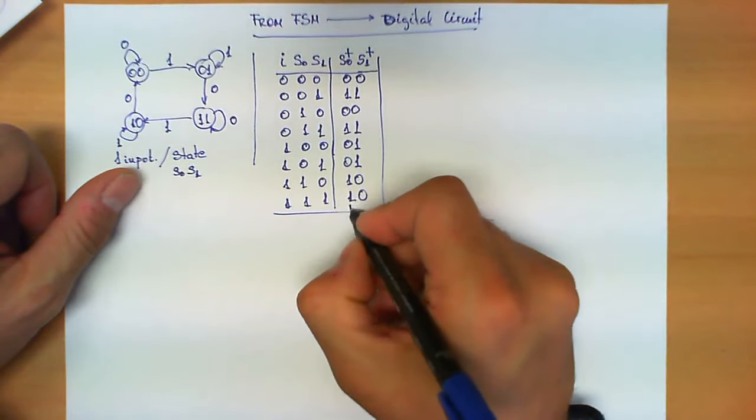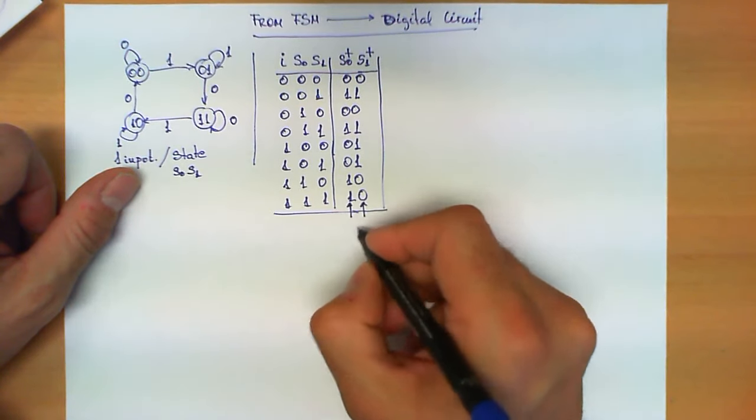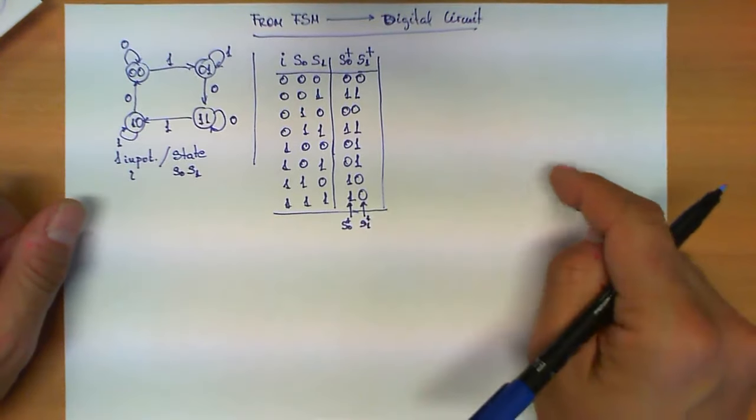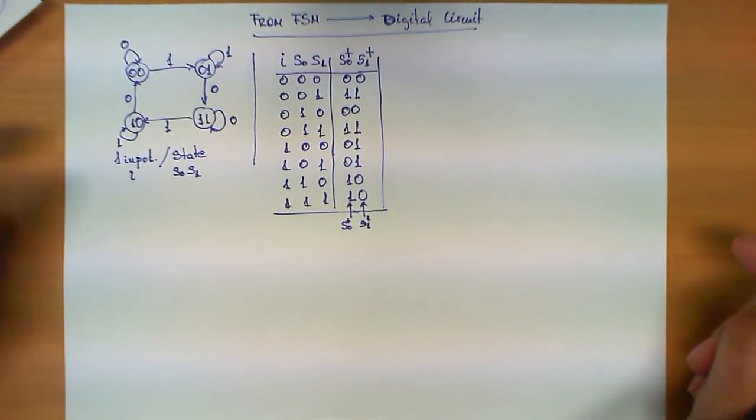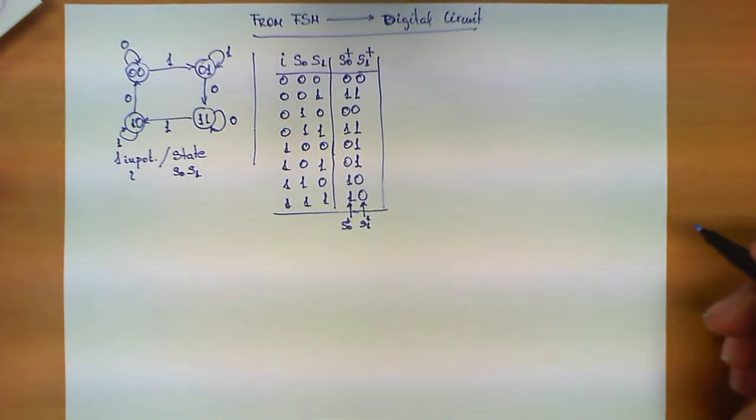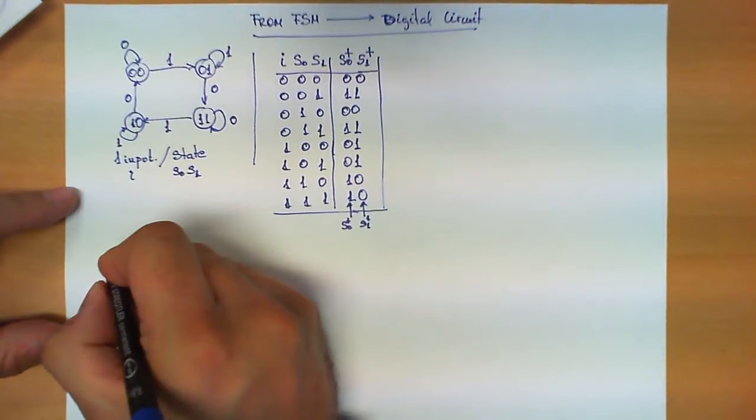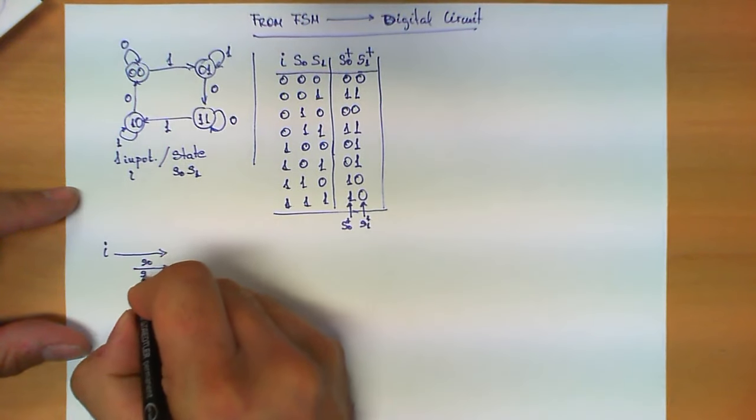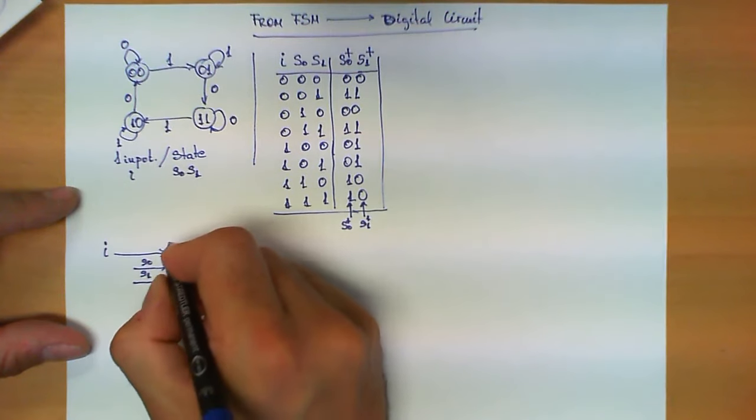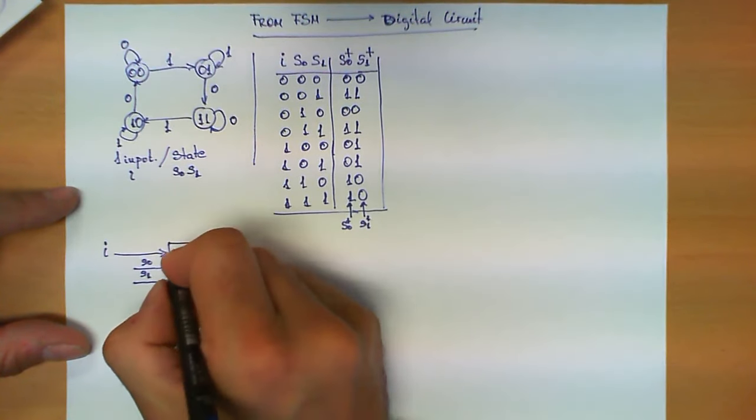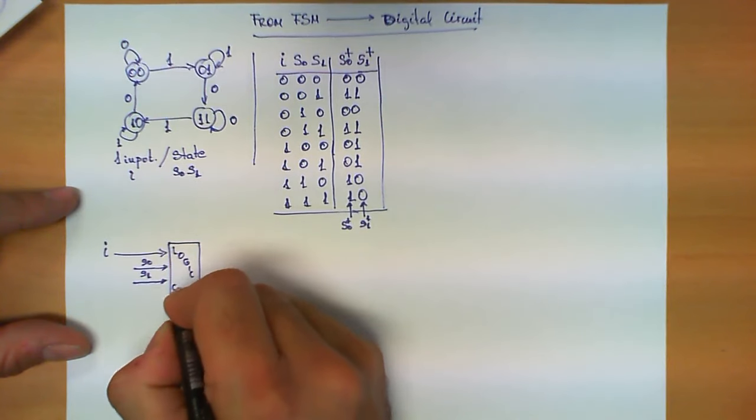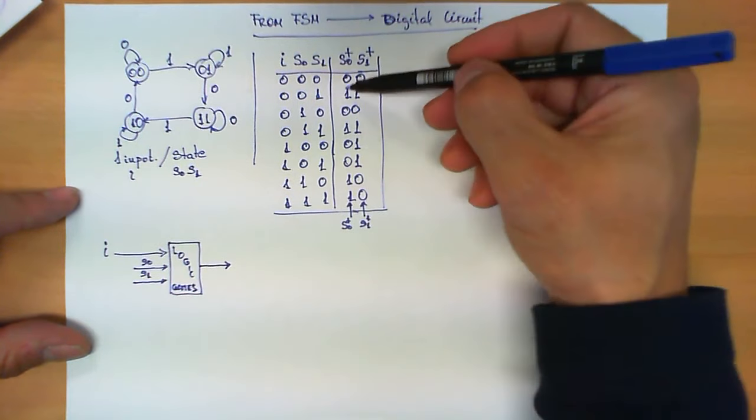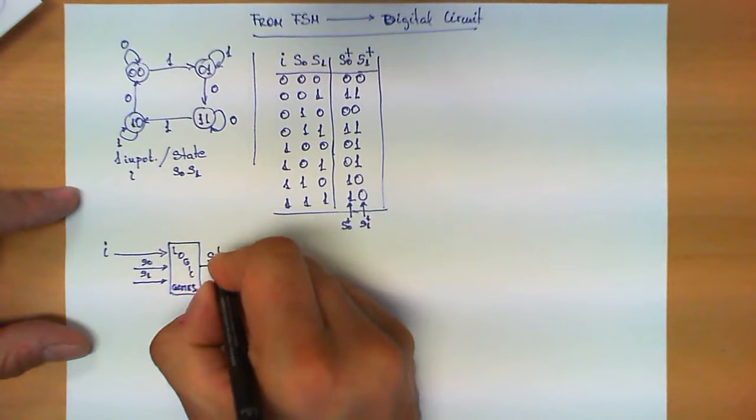So what we have here, basically, is the truth table for two Boolean variables, S0+ and S1+. Now, the trick to implement a digital circuit from here is simply to implement these two Boolean functions as if they were regular Boolean functions. In other words, taking the input I and S0 and S1, we build a set of logic gates that produce as output precisely this column of the truth table, S0+.